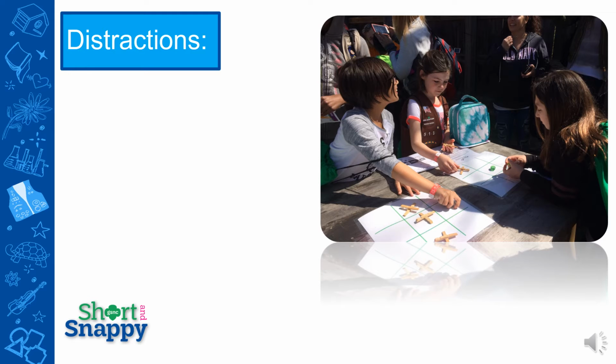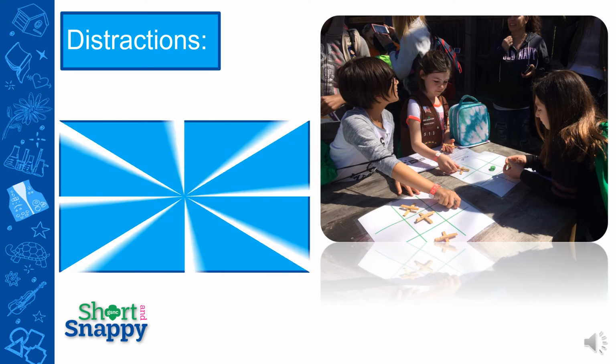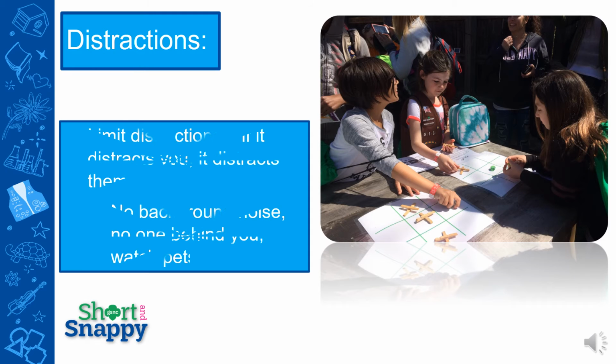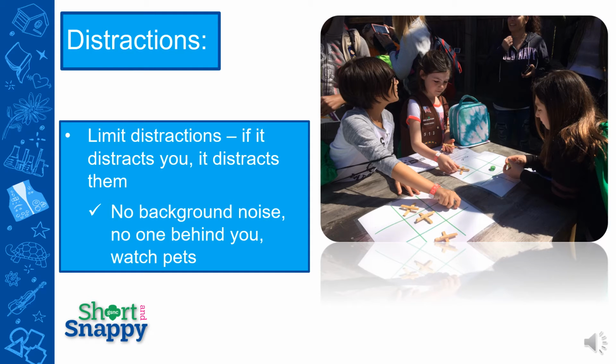You want to limit distractions. If something distracts you, that is going to distract the girls, and vice versa. If the girls have distractions behind them, it might distract you from running the meeting. There shouldn't be any background noise, no one running behind you, and try to watch for your pets coming in and out of the screen.